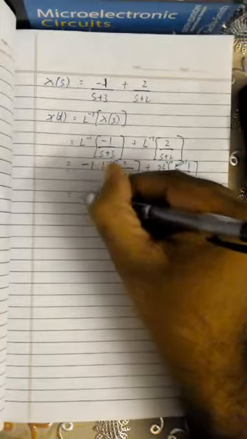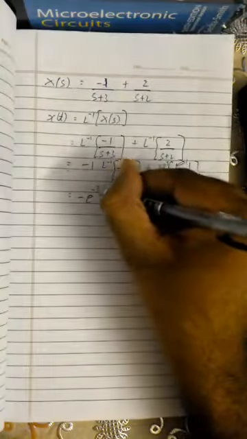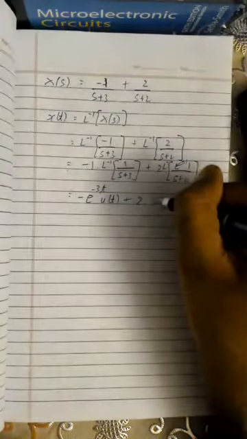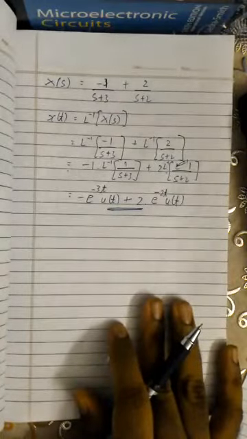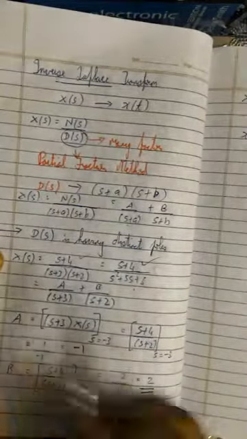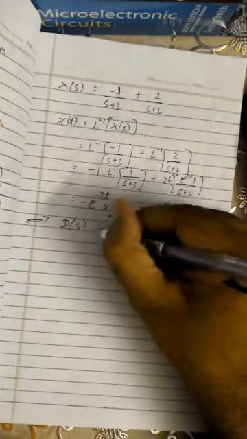We know the Laplace inverse of 1 by s plus 3 is e raised to minus 3t into u of t, plus the inverse of 1 by s plus 2, which is 2 into e raised to minus 2t u of t. See, this is how you do the problems. This is a very simple question. Here the given fraction has distinct poles, so this is the first approach. The second approach is, suppose your D of s has multiple poles.